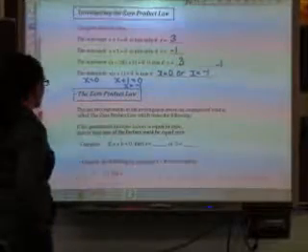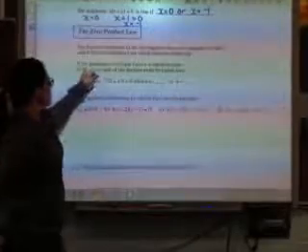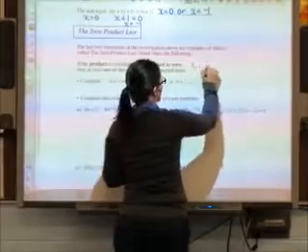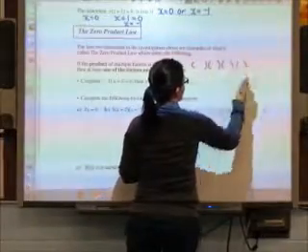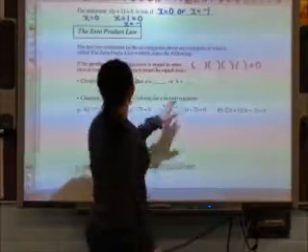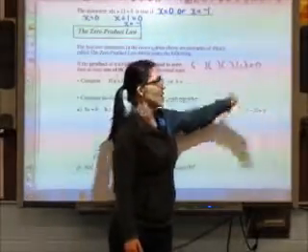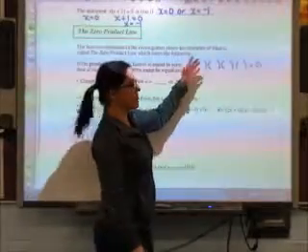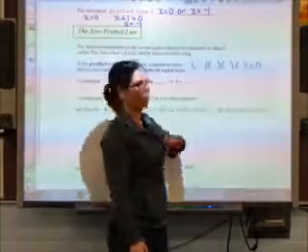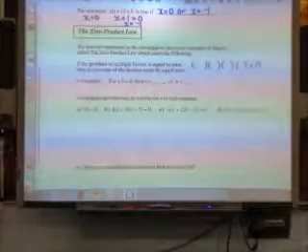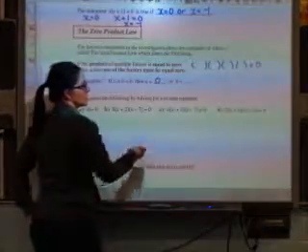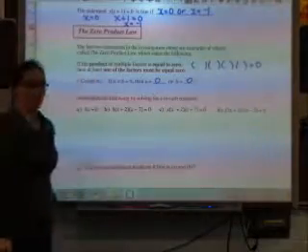The zero product law basically states if the product of multiple factors is equal to 0, factor number 1, factor number 2, factor number 3, factor number 4, if this equals 0, it means that at least one of these factors has to equal 0. So whatever I'm substituting in has to make this one 0, or this one, or this one, or this one. So for example, if a times b is equal to 0, it means that either a has to be equal to 0, or b has to be equal to 0.